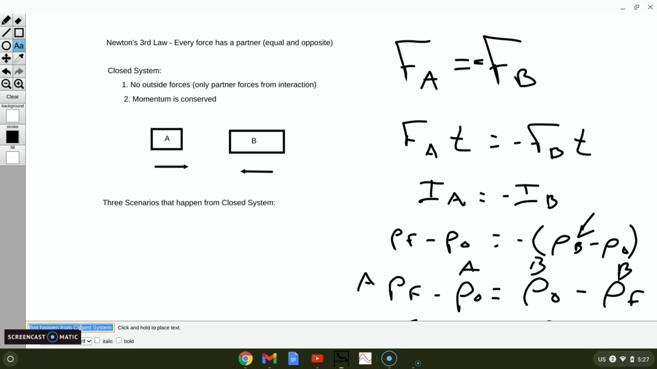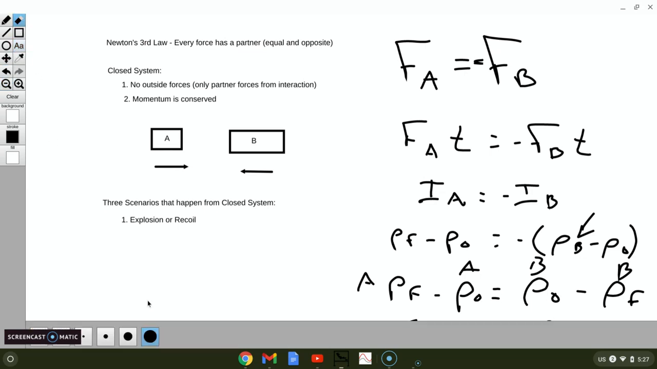All right. So scenario one is the explosion or recoil. So that's scenario number one. So now scenario number one, what it shows, and I'm just erasing some of this over here so I have some room to write.